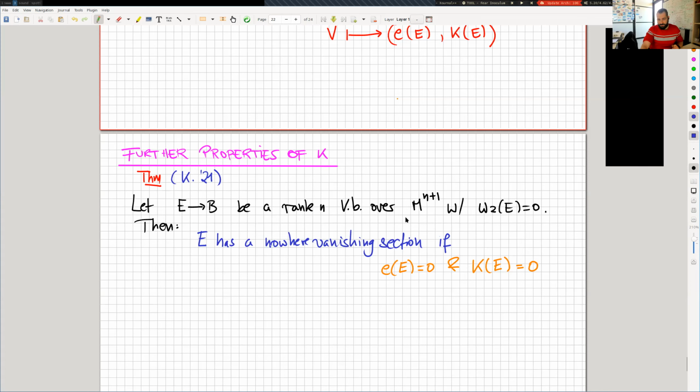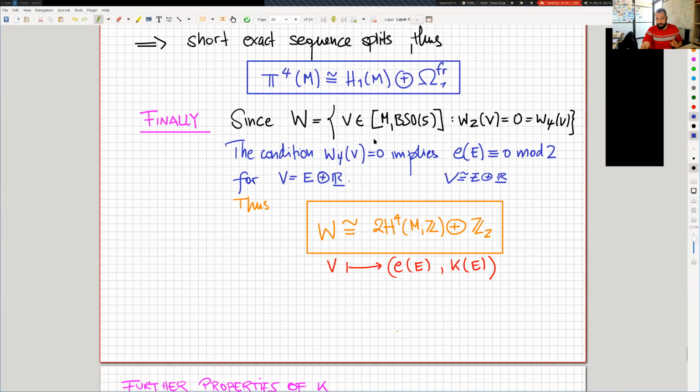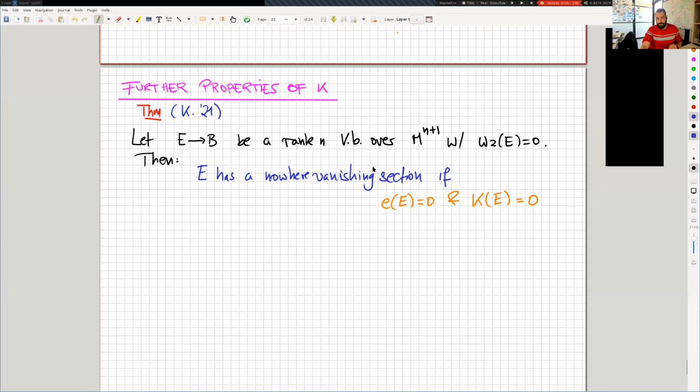So you can define this invariant for such kinds of vector bundles. We did it for n equals 4. We did it here above. But it is more general, right? And this kappa tells you that if the Euler class is vanishing and this kappa invariant is vanishing, then you have a nowhere vanishing section of this rank n vector bundle over an (n+1)-dimensional manifold. So this is more or less a geometric meaning of this invariant.